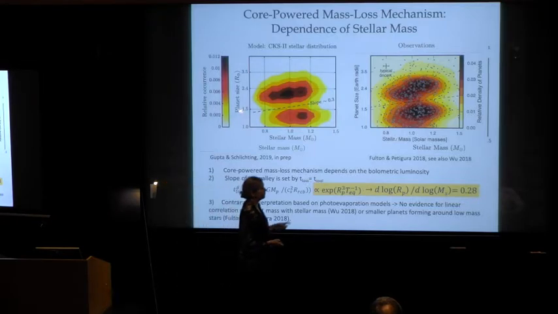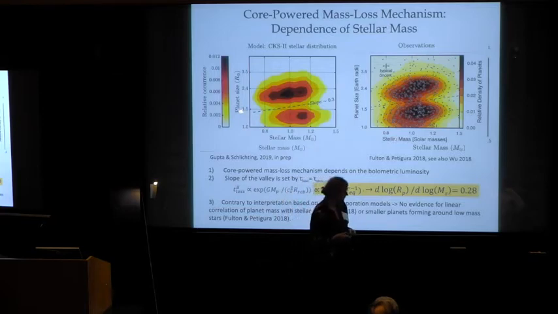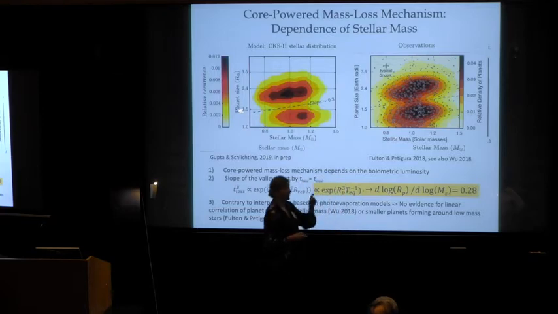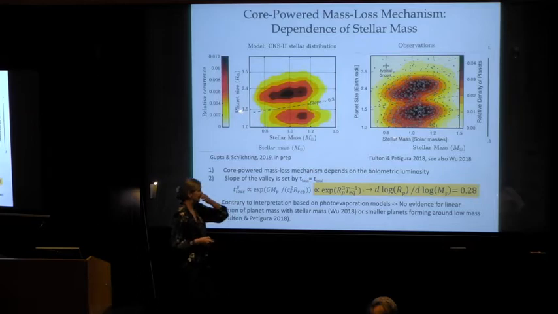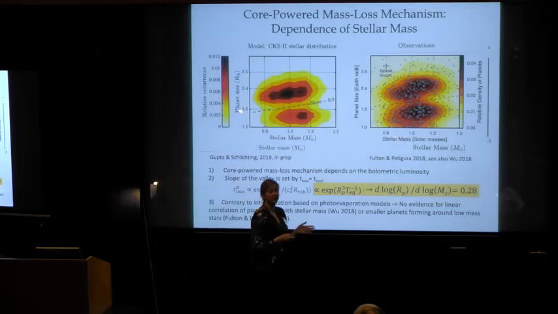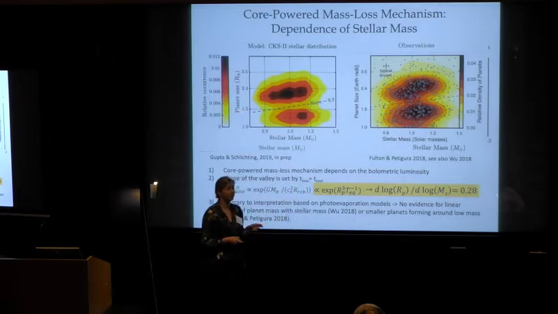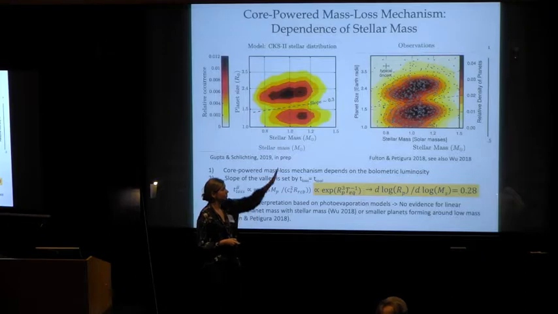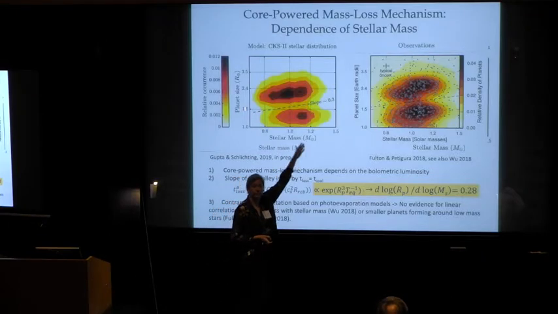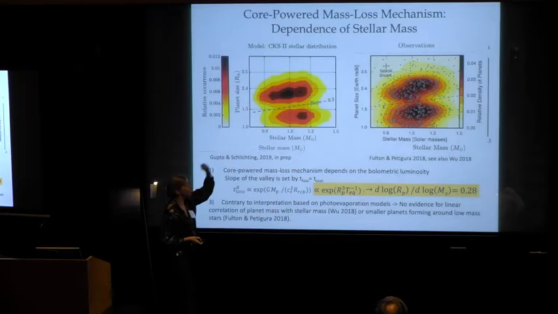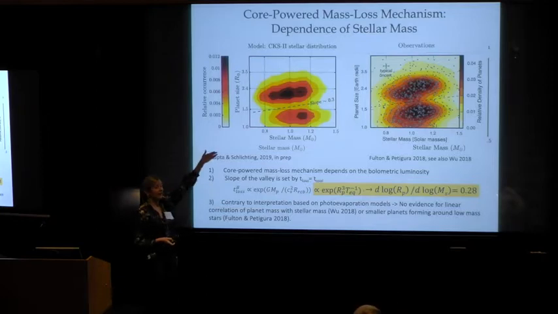Similarly, this was also shown by Yanxin Wu. In her case, she actually used this and interpreted it entirely in the context of photoevaporation. And if you do that, you get a very different result. First of all, with photoevaporation, you would not expect this positive trend of this valley with stellar mass. Why is that?